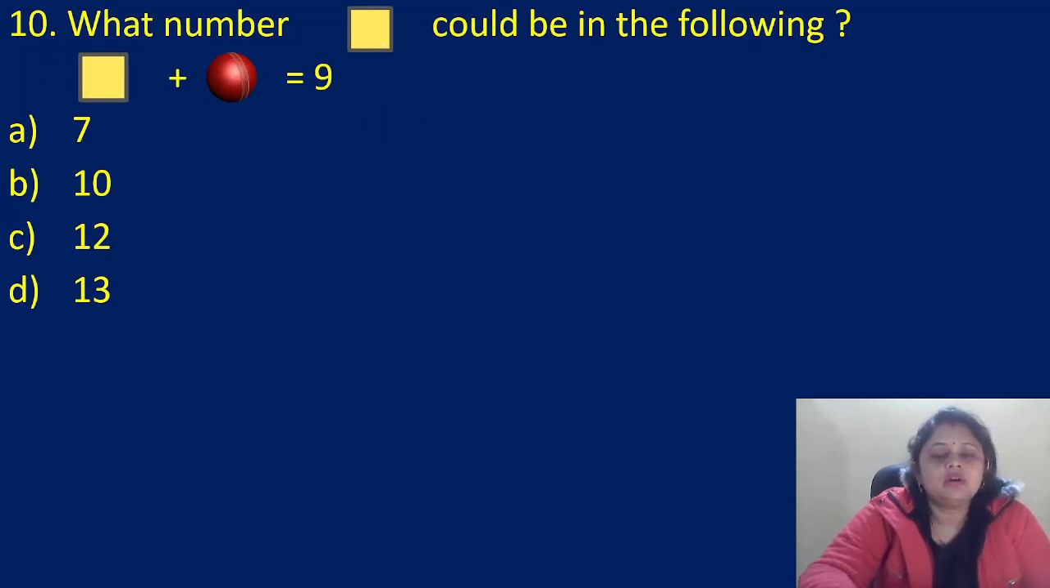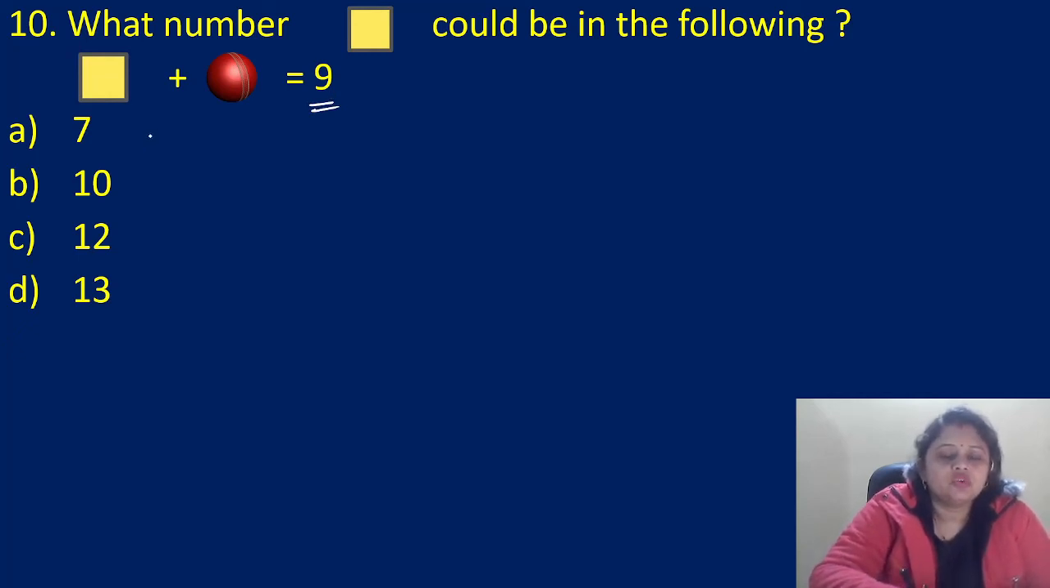What number could the square be in the following? Square plus ball equal to 9. Okay, do we know the value of square? No. Do we know the value of ball? No. So how to find it? Here we have to apply your brain. Okay, what we will do? Here square is present plus ball is present, and if we add their values, the sum will be 9.